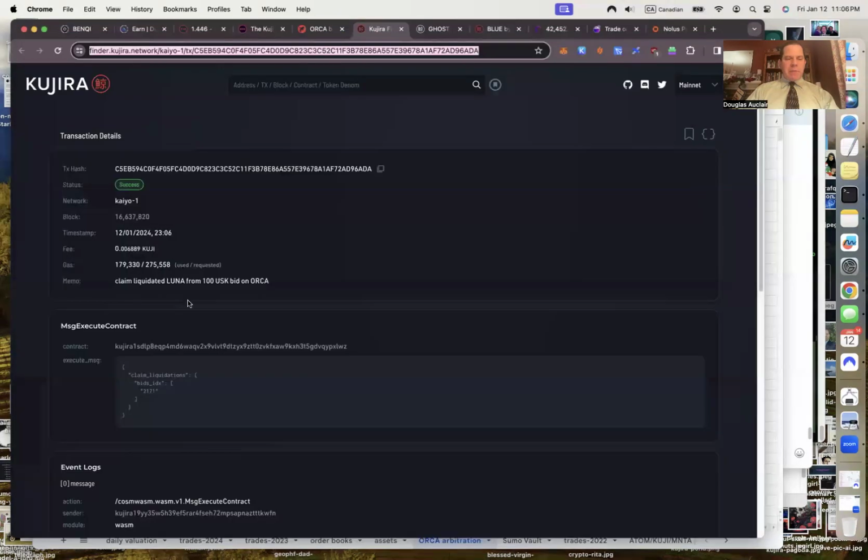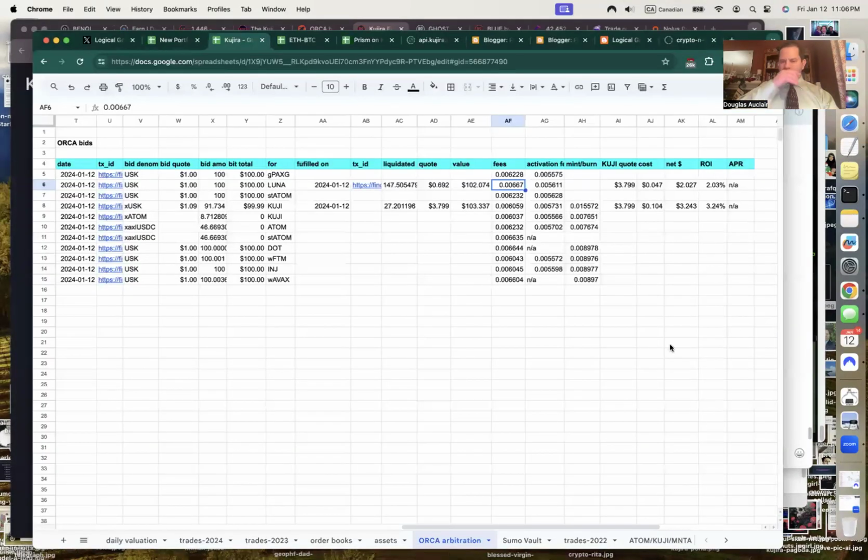And I have a fee associated with that claim. Which gets me a cost, which gets me that amount, which gets me my return on investment, 2%. No surprise, I bid a premium of 2% and my return on the investment is 2%. No big deal.